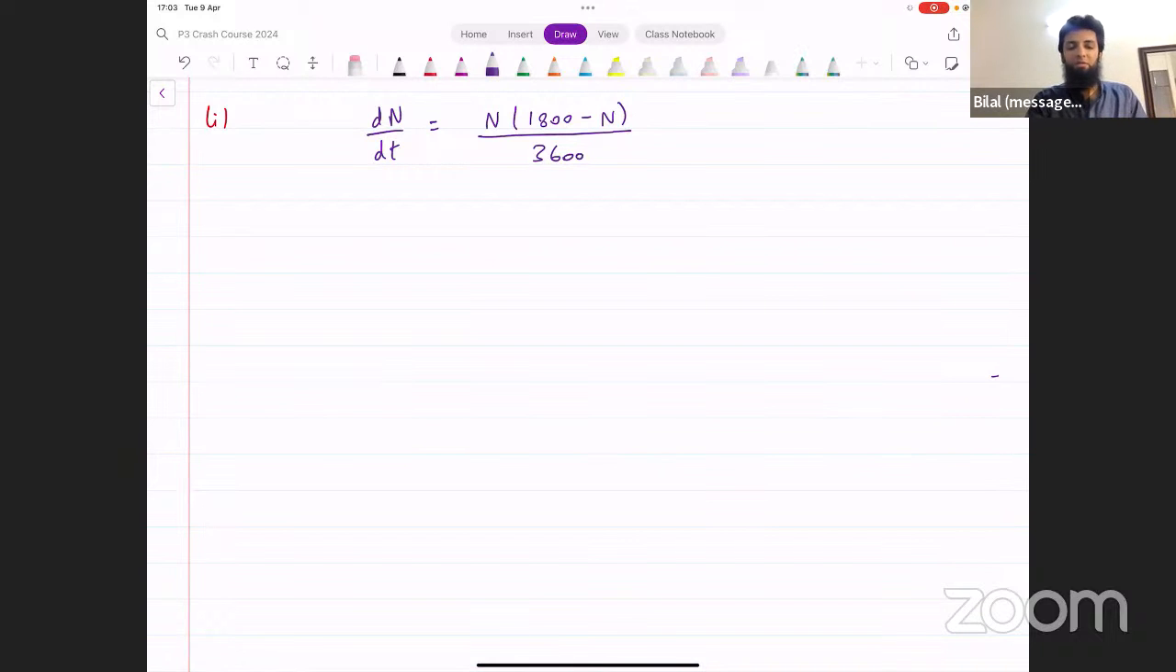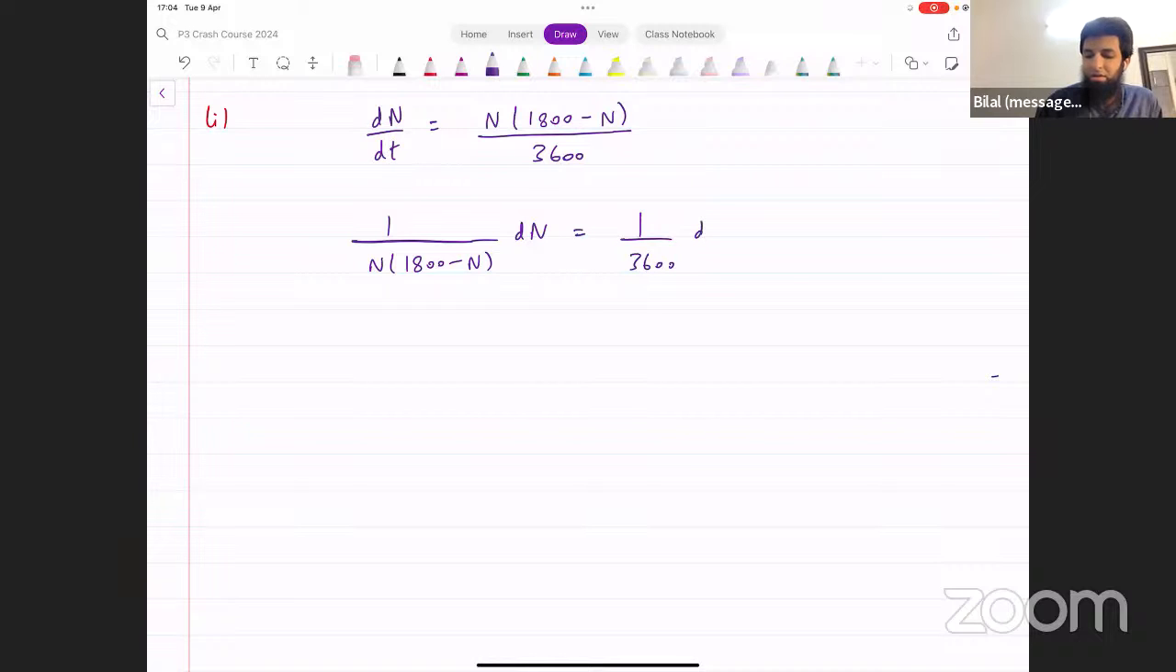We need to solve this differential equation. How do you solve this differential equation? You separate the variables first of all. You take dt to the right side and bring these n terms to the left. So it becomes 1 over n into 1800 minus n dn. On the right side, you have 1 over 3600 into dt. Now it's your choice if you want to keep 3600 on the right side or take it to the left side and multiply there. You could do it either way. It doesn't make any difference.